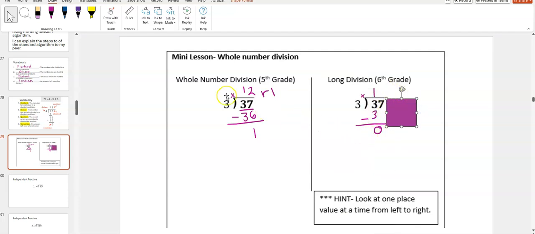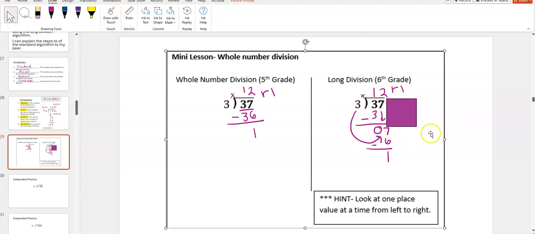I am then going to move my sticky note or my little cover. There we go. And I'm going to continue to divide. So now I'm going to bring down that 7, and I'm going to do 3 into 7 2 times, which is 6. And I'm going to get a remainder of 1. So what you have here is the same answer. You can see we've got the same answer going.